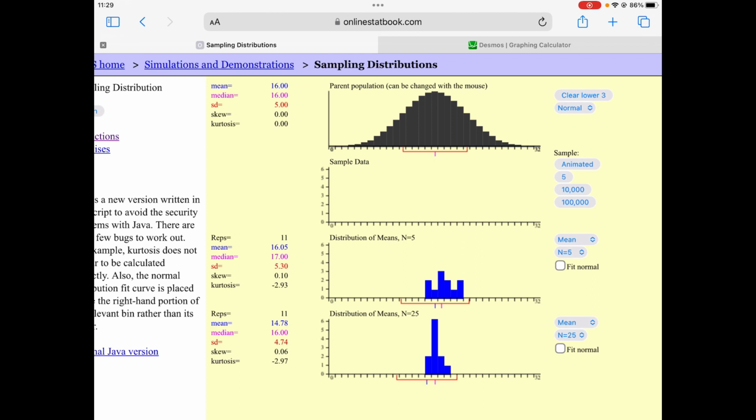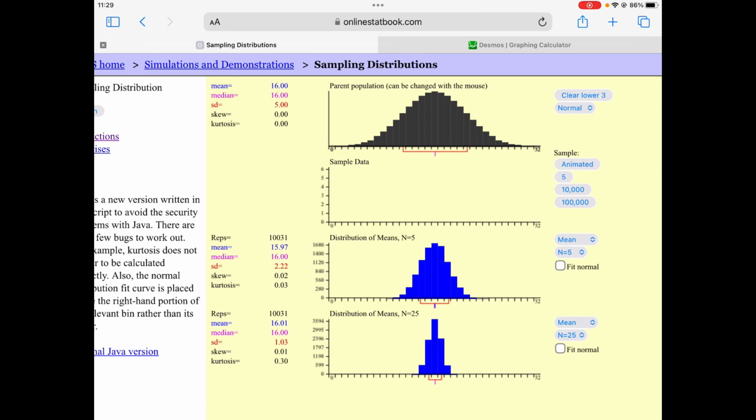So let's do some more. Let's say we add 5 more, and 5 more, and more. Maybe we add 10,000. Look at what's happening. Our median from our original is 16. Our median for a sample of 5 is 16, and it's 16.01 for 25.